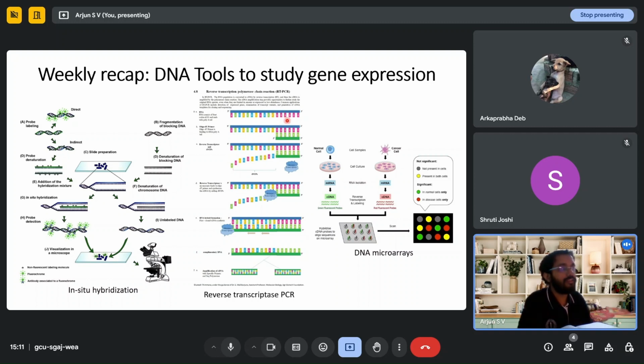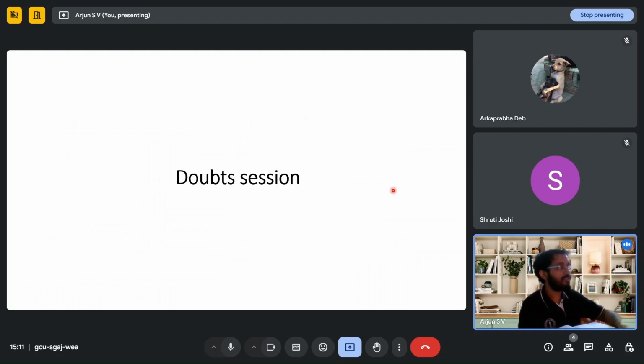And after looking at reverse transcriptase PCR, we also looked into DNA microarrays, where we can image the presence of DNA sequences even if we have a very small amount of DNA present in them. So that's all.